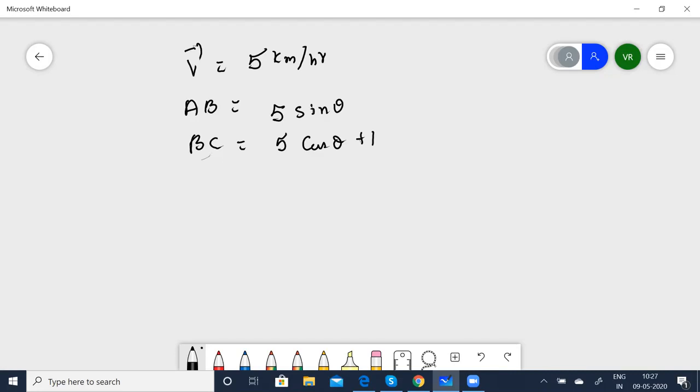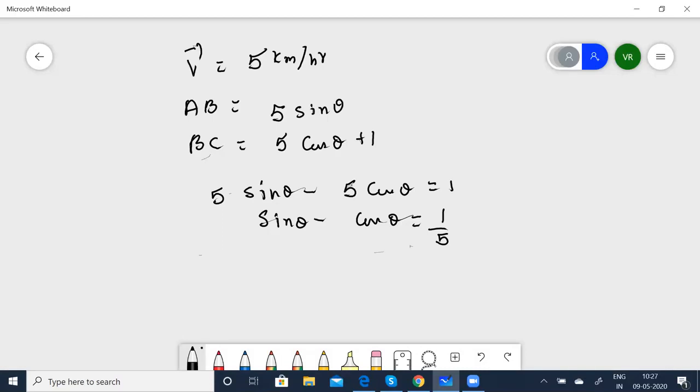So I'll rearrange and write. The resultant velocity is going to be the addition of both the components. So now we can say that 5 sin theta minus 5 cos theta is equal to 1. Or I can write it as, taking 5 as a common factor, sin theta minus cos theta is equal to 1 by 5.